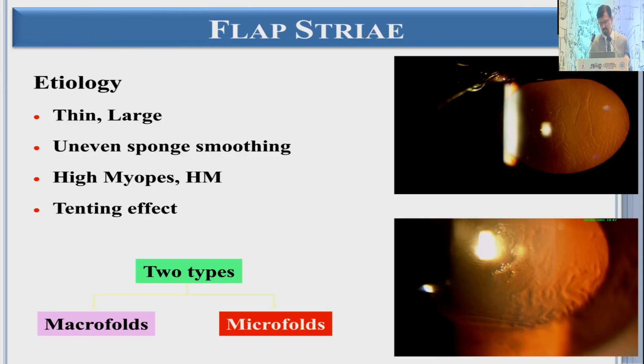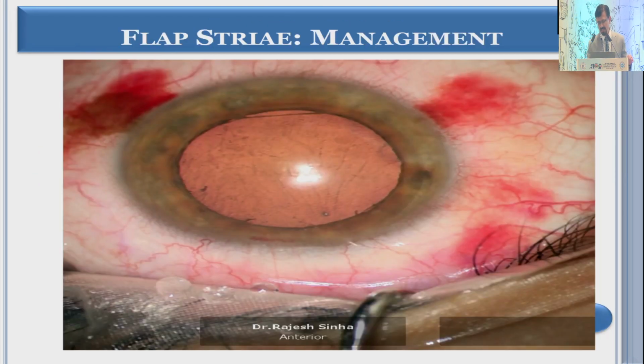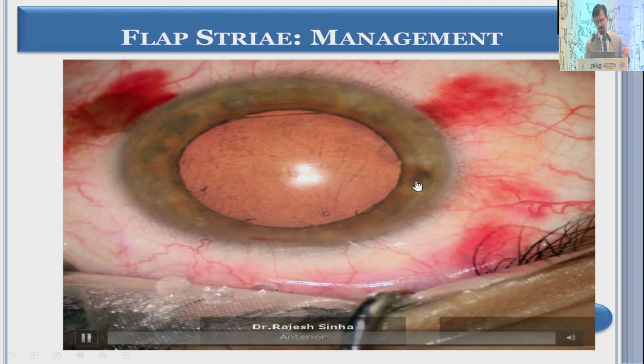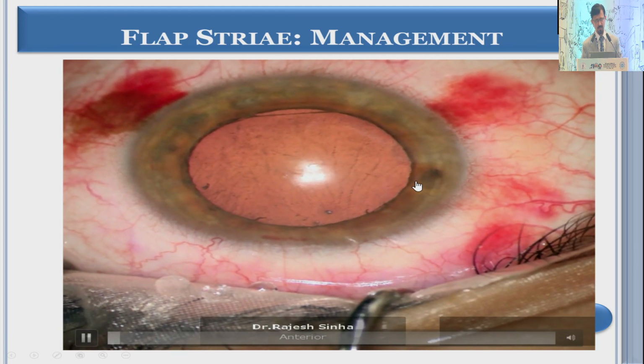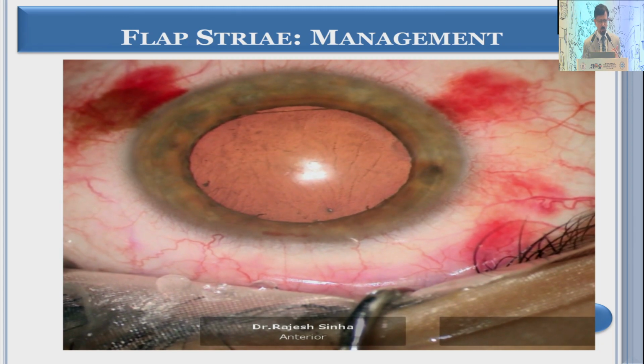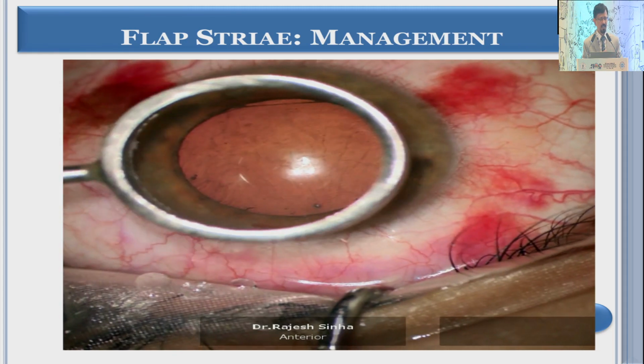The next is flap striae. Now, flap striae can be seen if you are ablating quite a lot, wherein you tend to keep a very thin flap, and in such cases, the risk of flap striae is there, particularly when sometimes the patient rubs the eyes or there is some trauma. In that case, it can happen. Now, if you have flap striae, then you have to refloat it and do an ironing. But whatever you do, I think ironing does help.